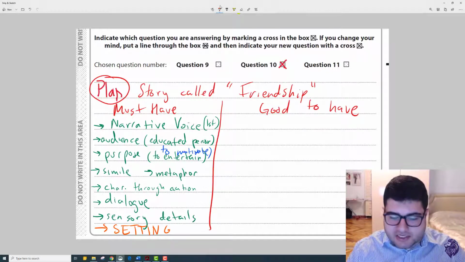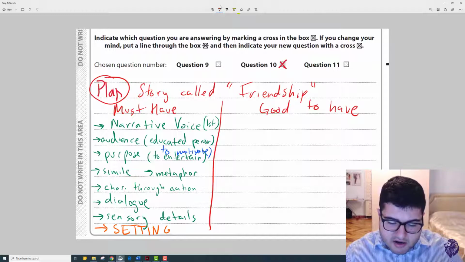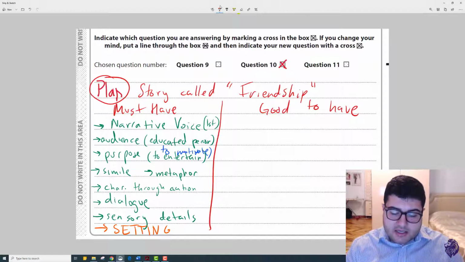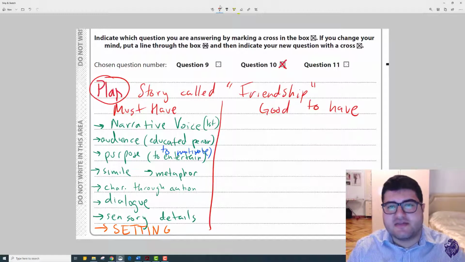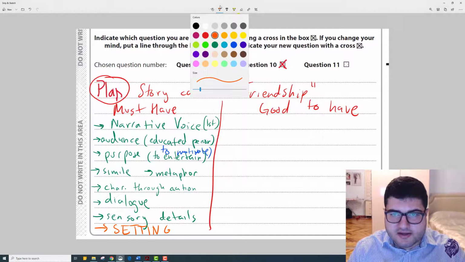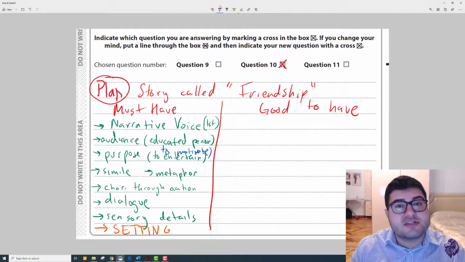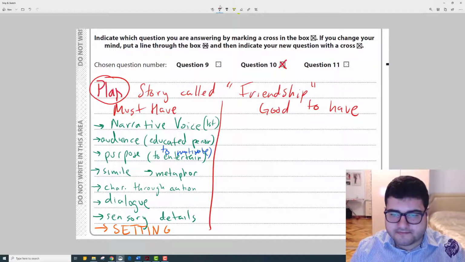Actually, there are a couple more things that are very important to have. Let me make a list of things. I'm going to change the color of my pen again. I'm going to make it this magenta color. These are good to have, which means that if I don't have them, it's not a huge deal. But if I could fit them in somehow, it's just going to make my story richer. It's just going to make my writing that much more interesting.